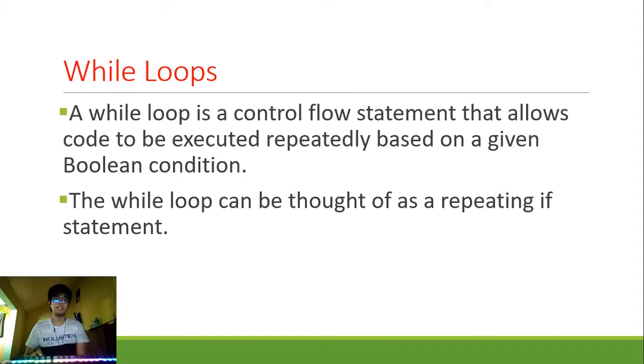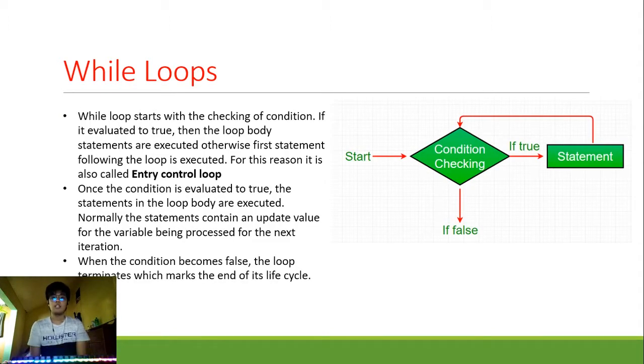A while loop flows like this. It starts with the checking of the condition. If it evaluates to true, then the loop body statements are executed. Otherwise, the first statement following the loop is executed. For this reason, it is also called an entry control loop. Once the condition evaluates to true, the statements in the loop body are executed. Normally, the statements contain an update value for the variable being processed for the next iteration. When the condition becomes false, the loop terminates, which marks the end of the life cycle.